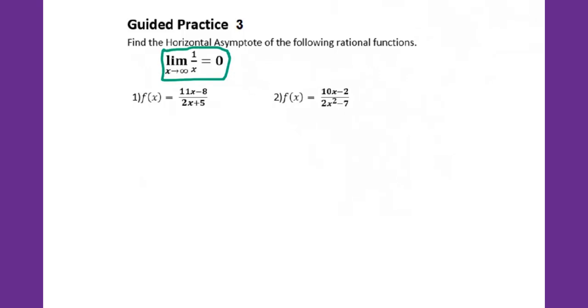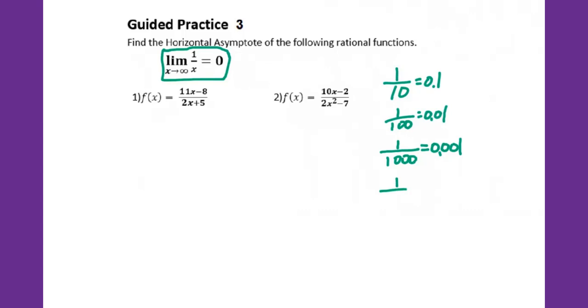Think about it this way. For x, let me do 1 over 10. You will get 0.1. 1 over 100 will be 0.01. 1 over 1000, you will get 0.001. Now let's do 1 over 10,000. You will get 0.0001. So we keep going. When we get to infinity, a really big number, then you will get 0.000, keep going.